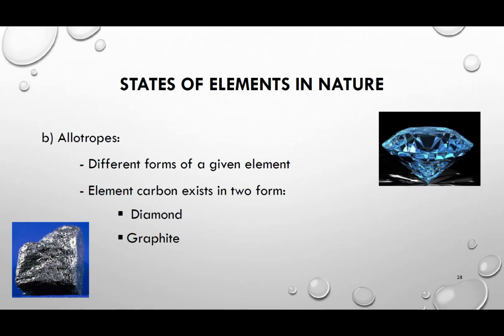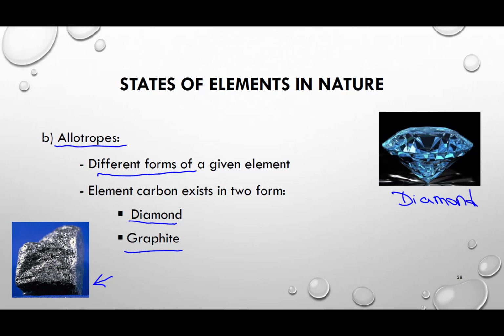The first one was diatomic. The second one is allotropes. Allotropes are different forms of an element. For example, carbon comes in graphite form, and it comes in diamond form. That's graphite. This one is diamond.